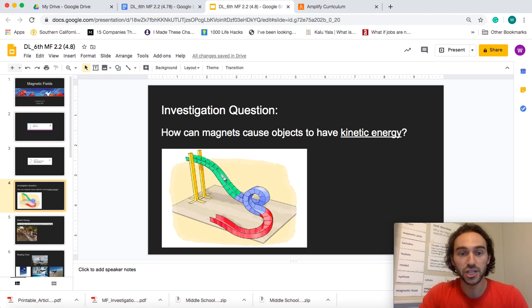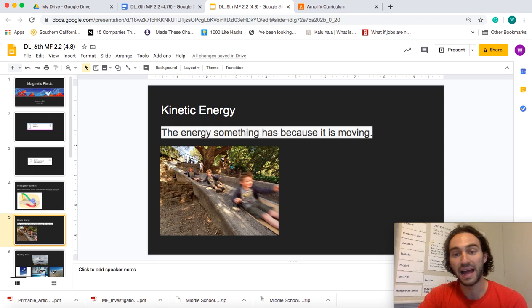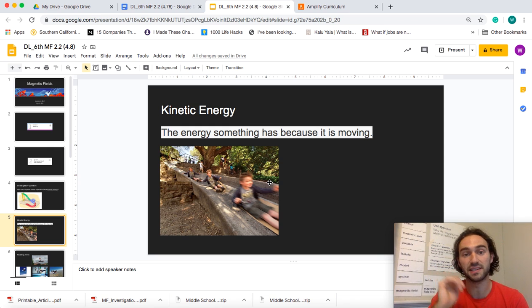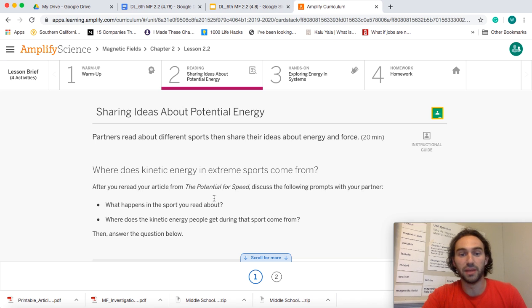What is kinetic energy? I just want to remind you, it's the energy something has because it is moving. Like again, this kid sliding down the slide, because he's sliding and he's moving, that means he has kinetic energy. So we're going to go ahead and jump into page 2.